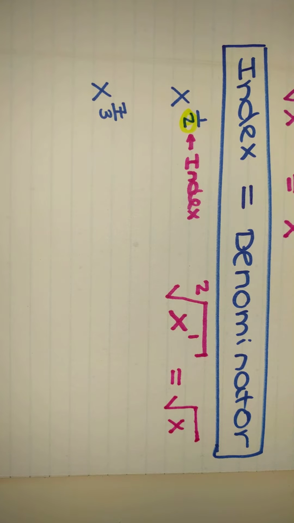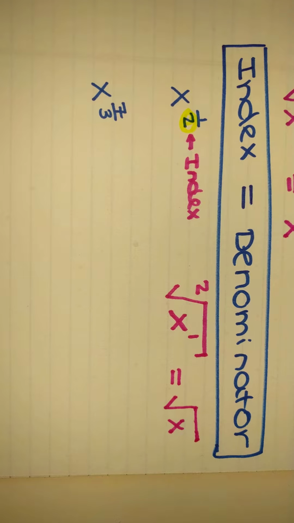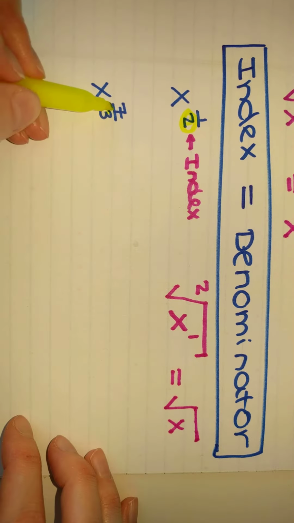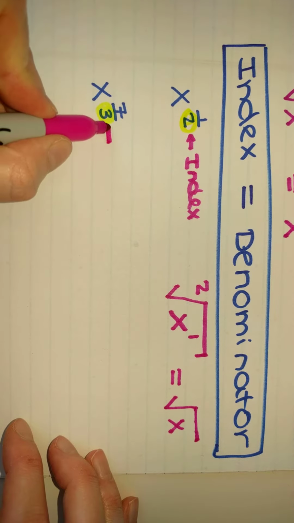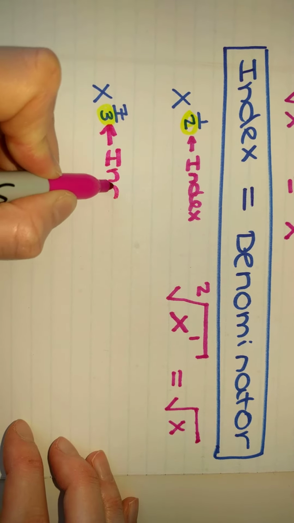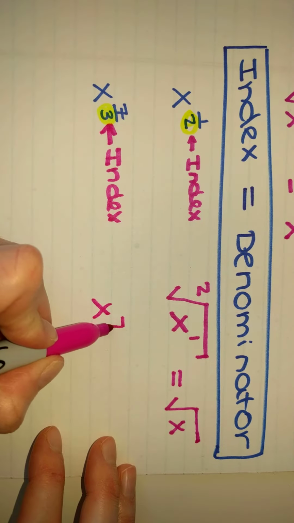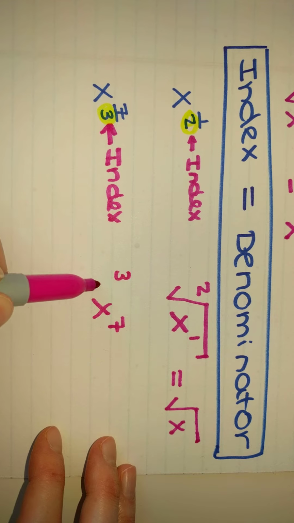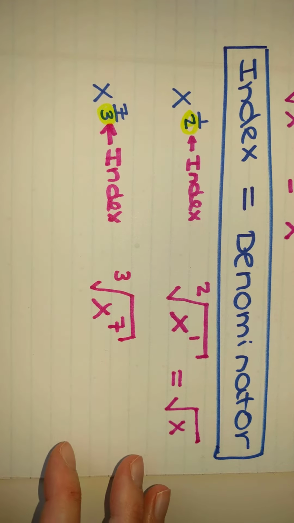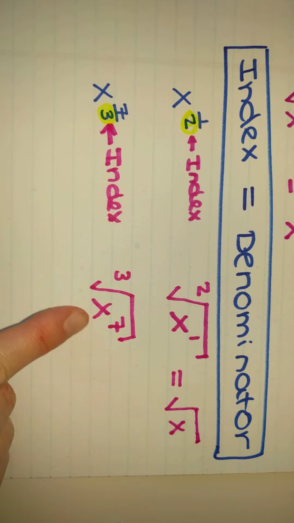All right, let's look at another one. So if I have x to the 7/3 and I want to write that in terms of a radical, everything would stay the same except for this index or denominator. So this denominator is going to become our index. So we will have x to the 7th, that stays the same, but then our denominator will be converted into an index of a radical. So we will now have the cube root of x to the 7th.